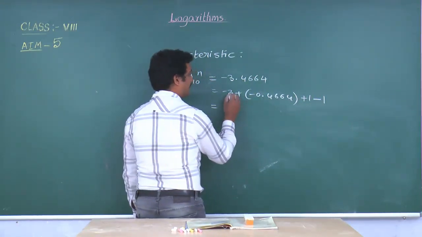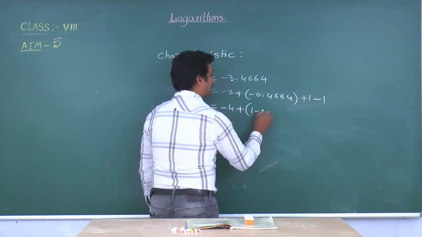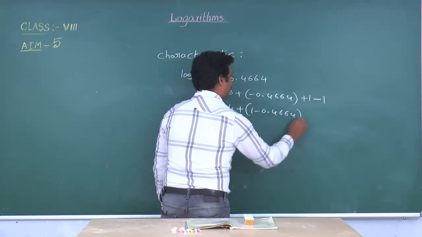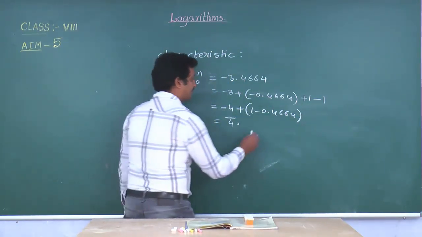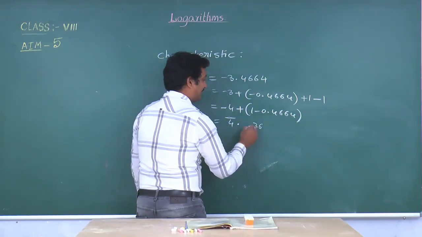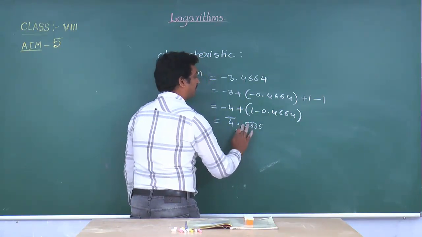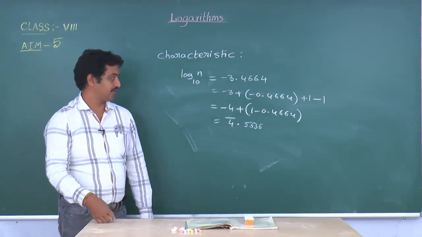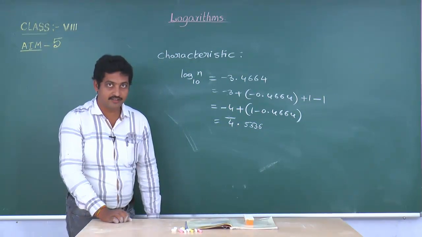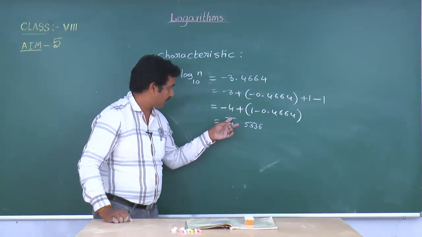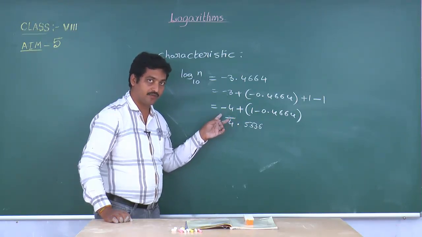Then what do you get there? Minus 3 minus 1 is minus 4, plus 1 minus 0.4664, which can be written as 4 bar point 5336. Children, did you understand why we keep this bar for the characteristic only? Why don't we keep this minus before this number?